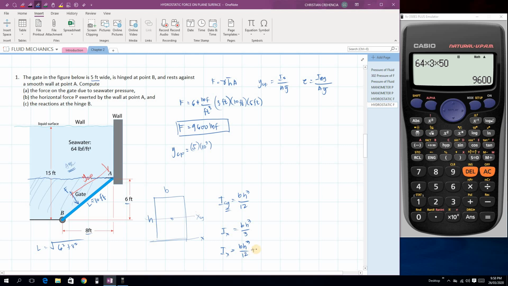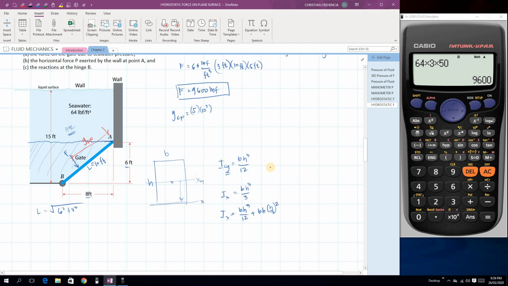plus yung area natin times yung distance kung saan natin siya ita-transfer, then squared. So yung area natin is B times H multiplied by, so yung distance natin na to, ita-transfer natin yung moment of inertia about the center of gravity papunta dito sa my base. So that is H over 2. Then squared. Okay, sa baba ko ng konti.